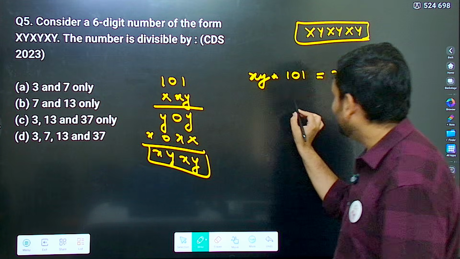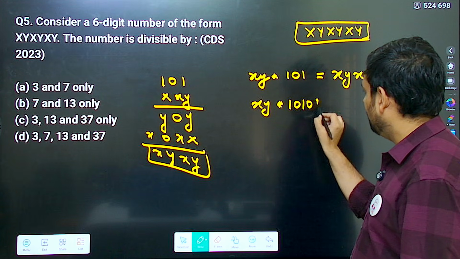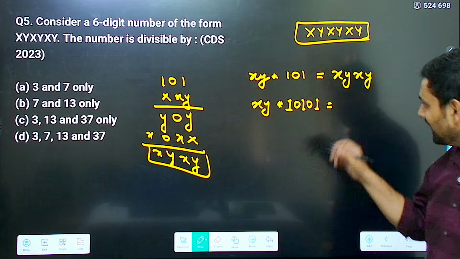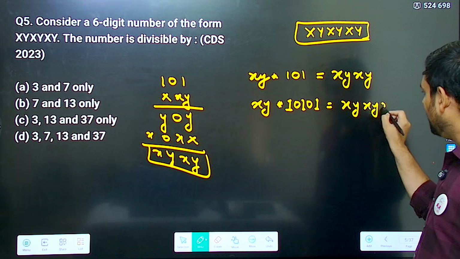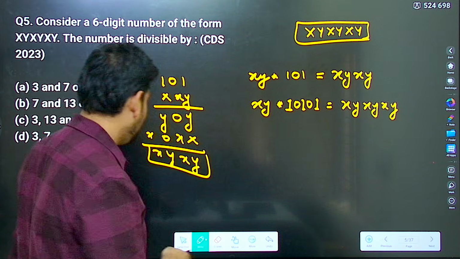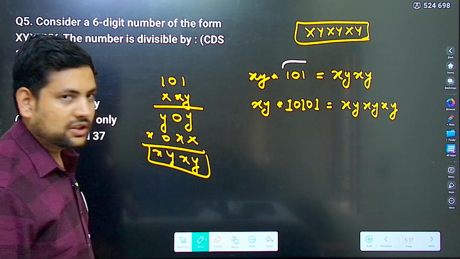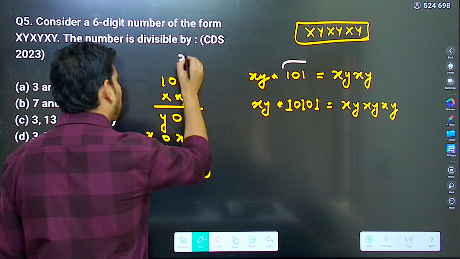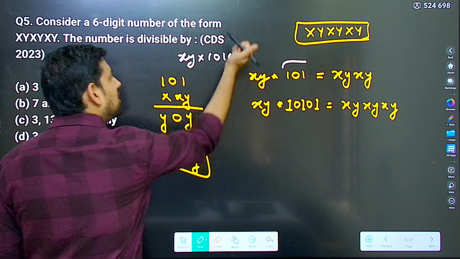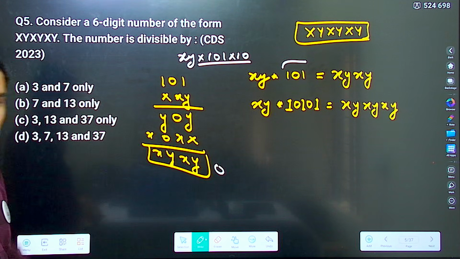Now the same pattern, if I multiply this xy by 10101, now what will I get? What do you think? Now you will actually get xyxyxy. Can you feel this? Now, some people may have a doubt: sir, why did you take 101 here and then go directly to 10101? Because if you want, you can take xy into 1010. But ultimately, what is this? 1010 is actually 101 into 10. So whatever answer you got, one more zero you have to add. So this is nothing. Correct?